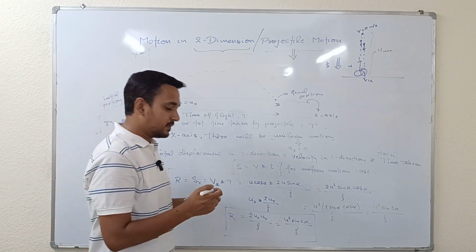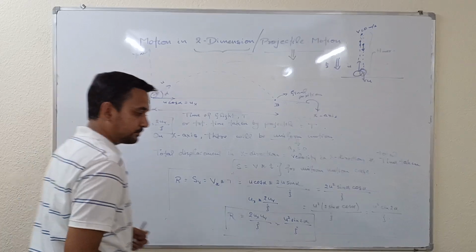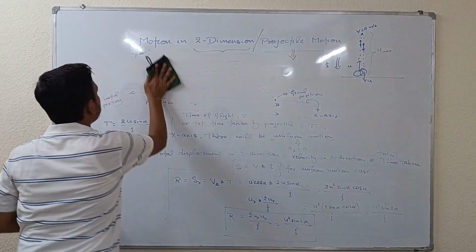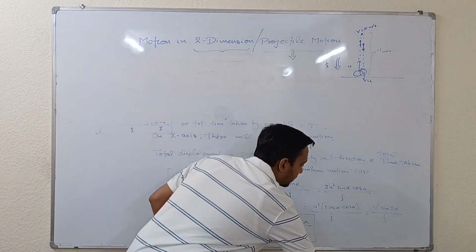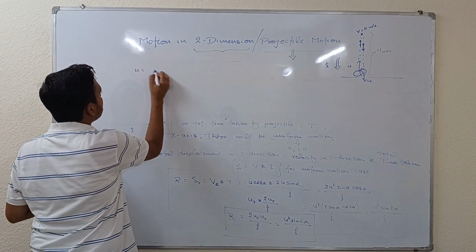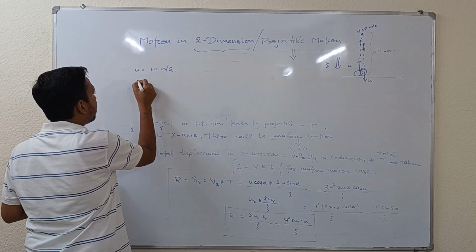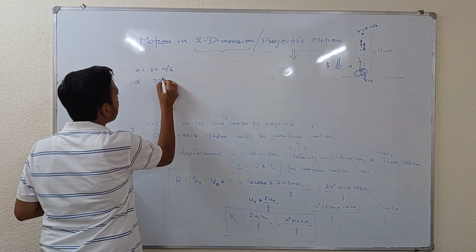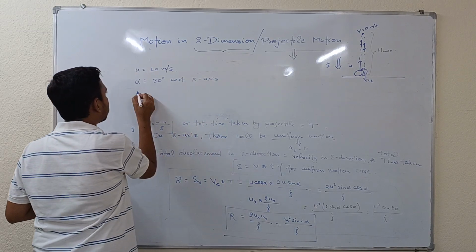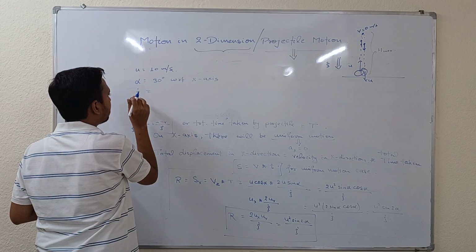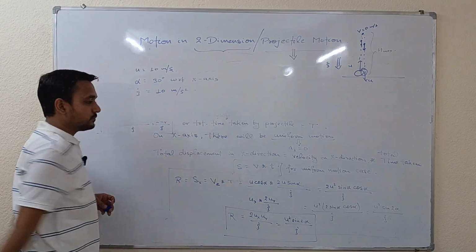In that case, let us again go back to the initial example. The initial velocity was given as 10 meter per second at an angle of 30 degree with the horizontal, right? So u is equal to 10 meter per second, and alpha was 30 degree with respect to the x-axis. And we have taken the value of g as 10 meter per second square, right?